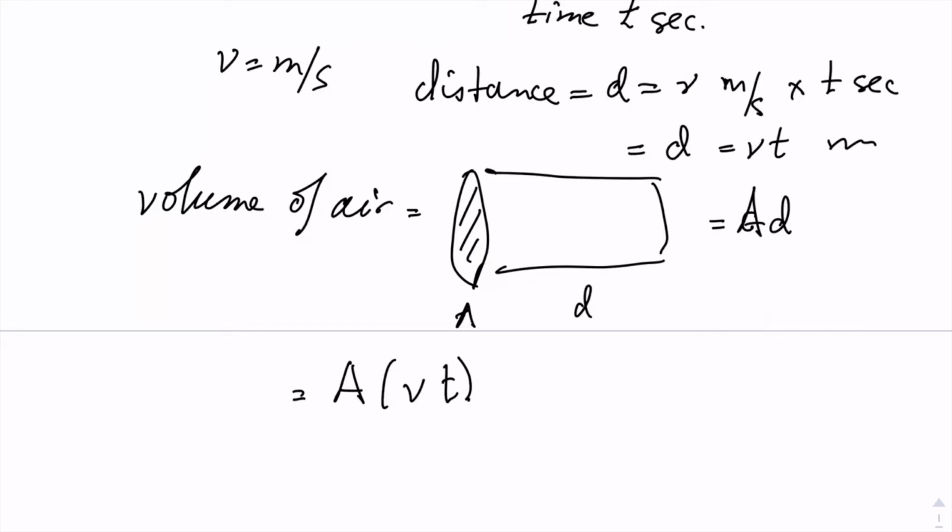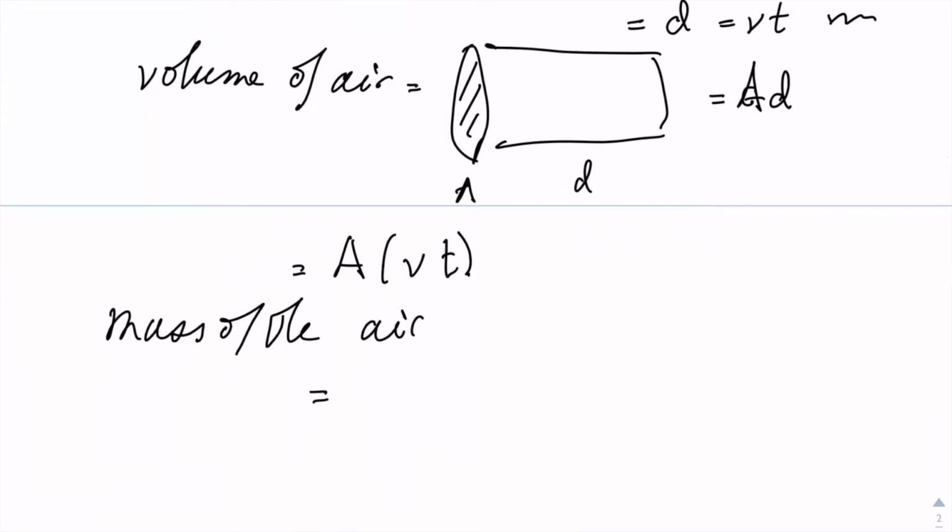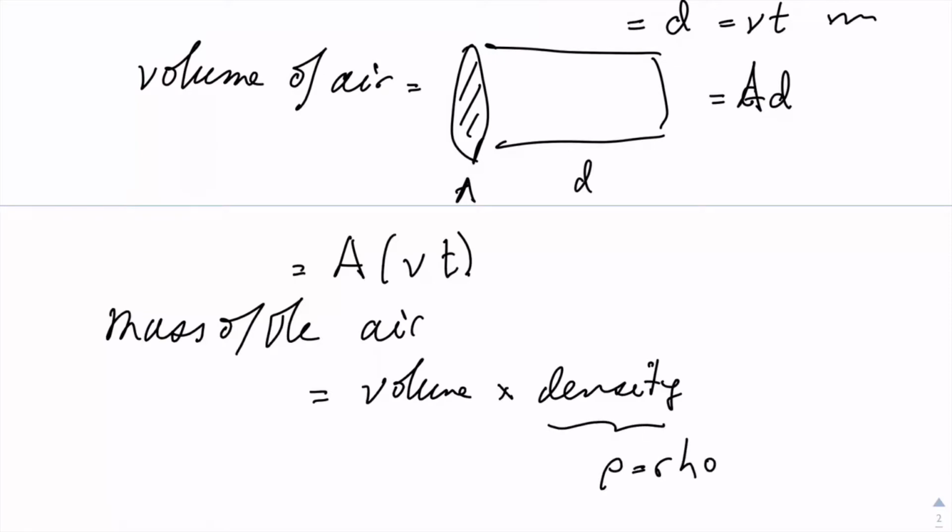Once we have the volume of the air, then we want the mass of the air, and that's going to be the volume times the density. And we use the symbol rho for the density of air, and that's about 1.3 kilograms per cubic meter.